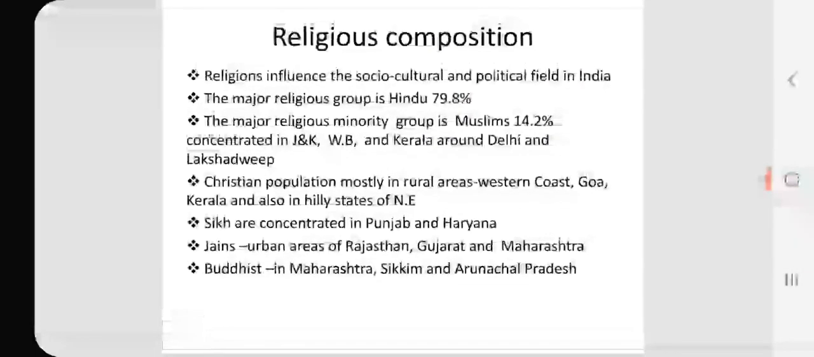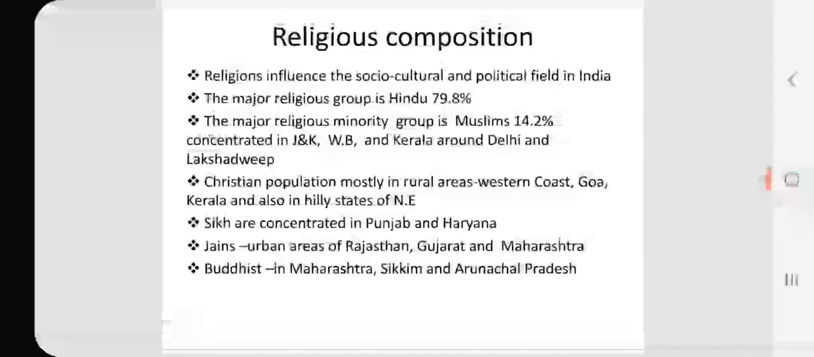Next, the religious composition. Religion influences the socio-cultural and political field in India very much. The major religious group in India is Hindu, which shares 79.8% of the total Indian population. The major religious minority group is Muslim, which shares 14.2% of the population, and the most Muslim population is concentrated in Jammu and Kashmir, West Bengal, Kerala, around Delhi and Lakshadweep. Mainly the border areas of Jammu and Kashmir, Rajasthan, West Bengal, etc.